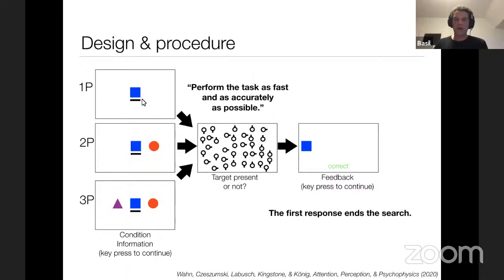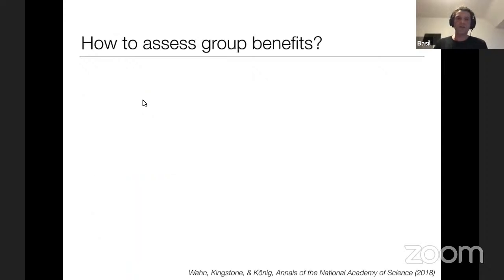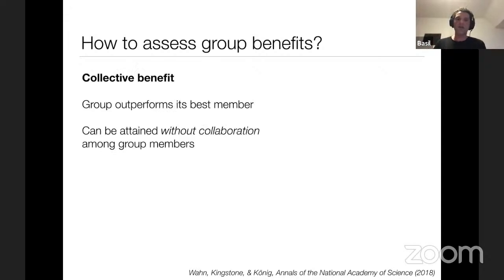Now, if equipped with this paradigm, when you want to ask whether there's a group benefit present or not, you first need to ask how to assess group benefits. One common measure in the literature is called a collective benefit. This one is defined in the following way.